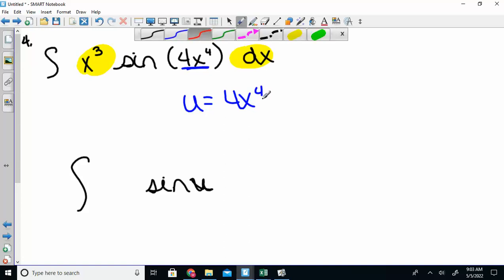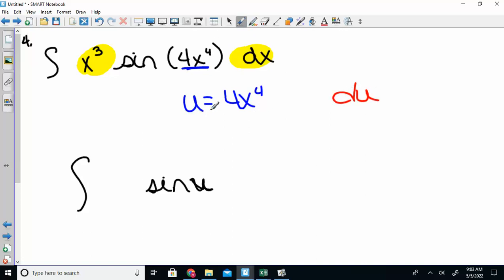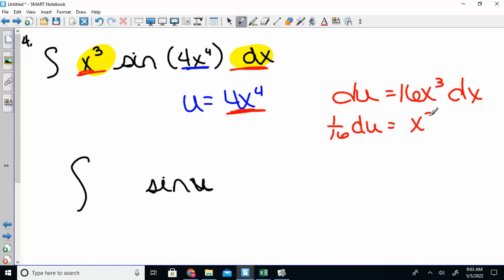So what we do is we do the derivative of u. Now, du, the derivative of u, that does not come from the problem. This comes from right here. So the derivative of that is 16x cubed dx. We need the x cubed and the dx. We don't need the 16, so we divide that over. So I replace this x cubed and dx with 1 over 16 du.